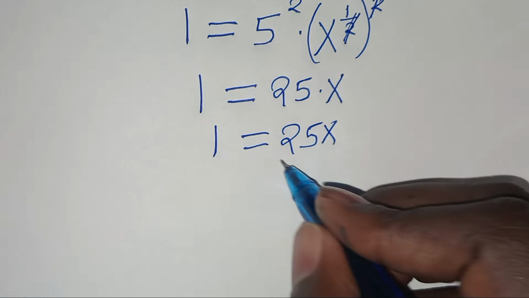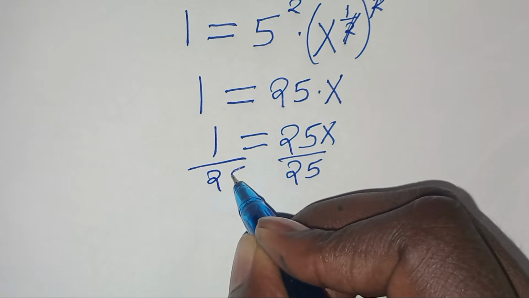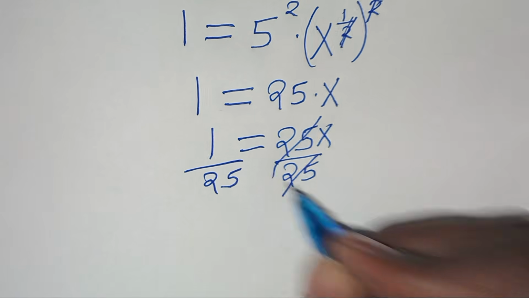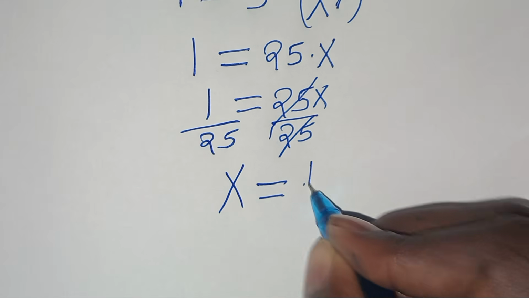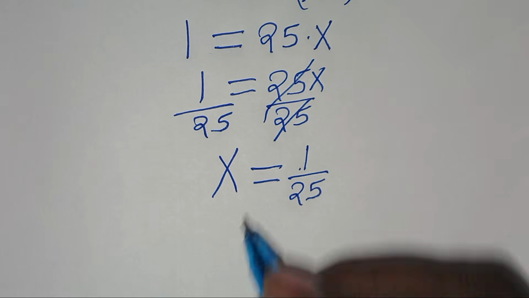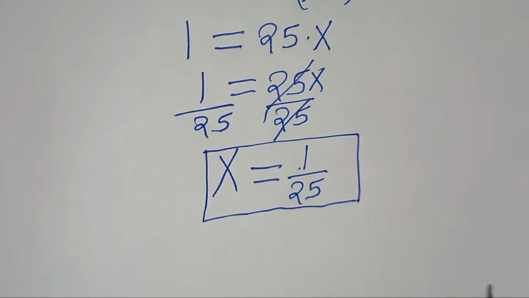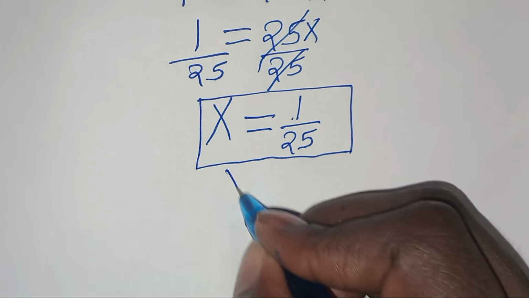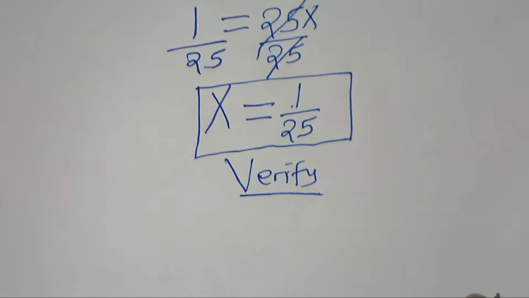So let's divide both sides by 25. If we simplify here, this implies that x is equal to 1 over 25. The next step from here is to verify. So let's verify that this value of x satisfies the equation.